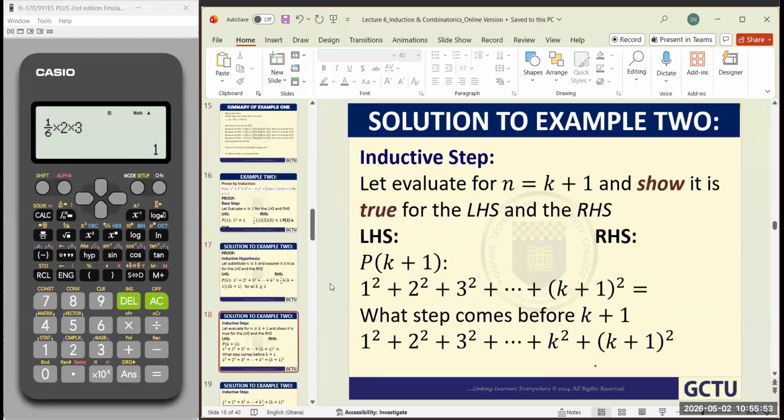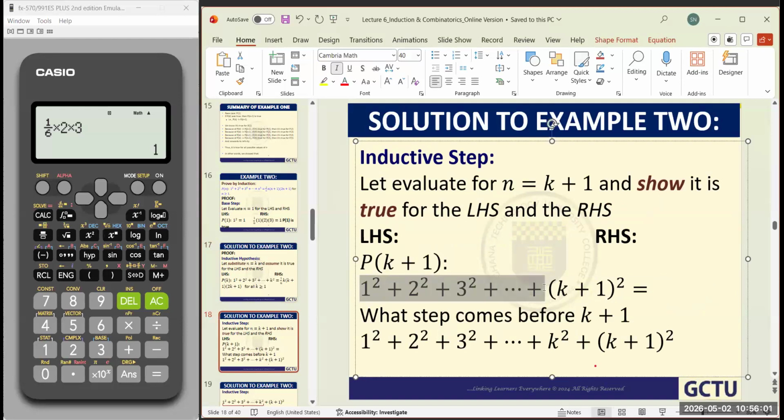I've written a few things up to this step. Now, remember the question I asked earlier. If you're adding 1 squared, 2 squared, 3 squared, up to the K plus 1 term, what term comes before the K plus 1? K. Is it not K? So you see that I've rewritten this as 1 squared, 2 squared, 3 squared, up to K squared before the K plus 1 term.